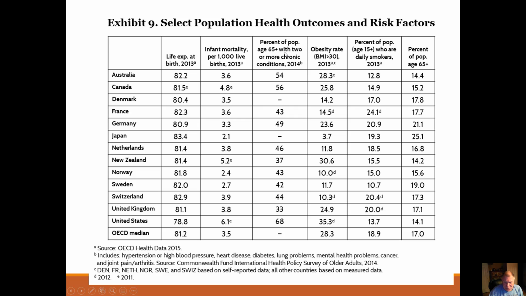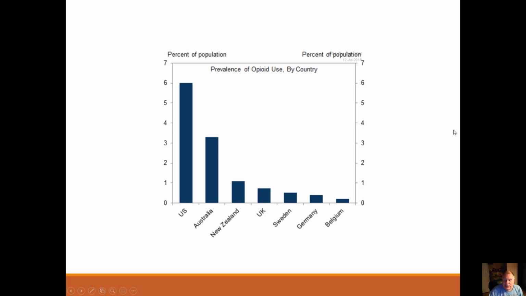Look at the percent of the population 65 or older with two or more chronic conditions. 68. Okay, we look at Sweden, Switzerland, the UK. These are big differences. Obesity, we're the biggest. Percent of the population who are daily smokers, hey, we're actually pretty low in that. Percentage of the population age 65 plus, 14. These countries tend to be a little older, but they're healthier. So we're spending more and we're getting worse outcomes and risk. What's the difference? All of these countries have single payer insurance. We don't. Another scary one is the prevalence of opiate use. Almost 6% of the American population uses opiates. Then you work your way down to the others, and it's not there.